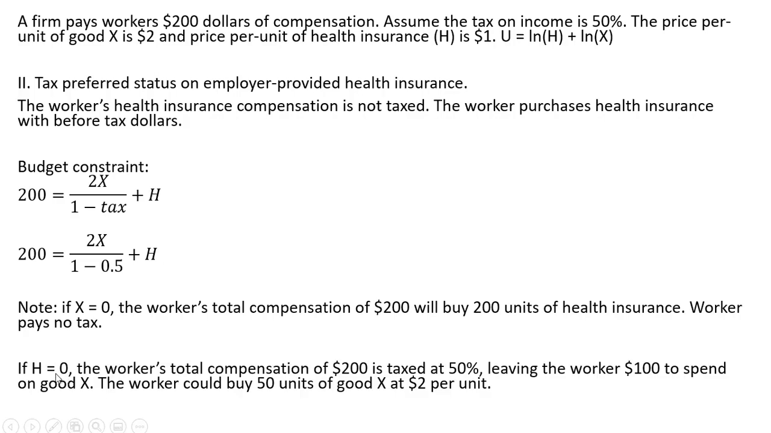The other extreme, if H equals 0, the worker's total compensation of $200 is taxed at 50%, leaving the worker $100 to spend on good X. The worker could buy 50 units of good X since it's priced at $2 per unit. $100 divided by 2.